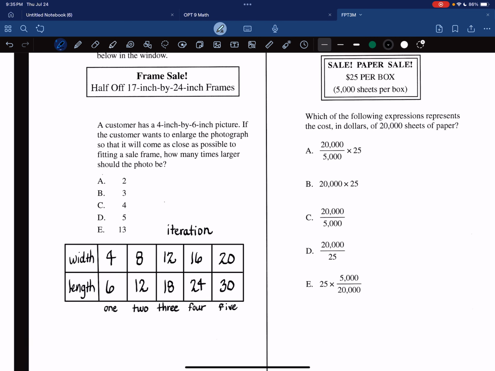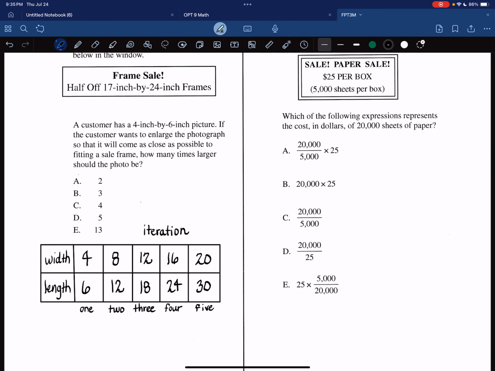Now remember, our sale frame is 17 by 24. So the 5th iteration would be too large. We could not use this one. Here's the one we're looking for. We can't get to 17, but 16 is close. And the 24, we did manage to get right on the 24. But that 16 is as close to 17 as I can get. And it took 4 iterations to do that.